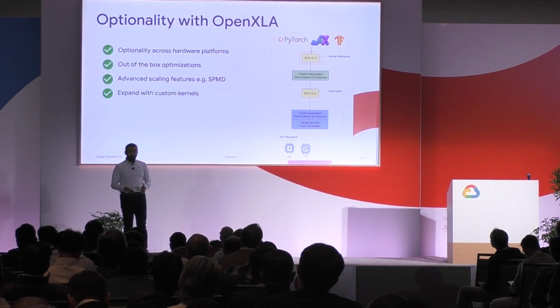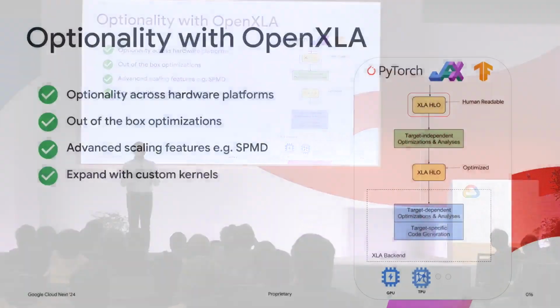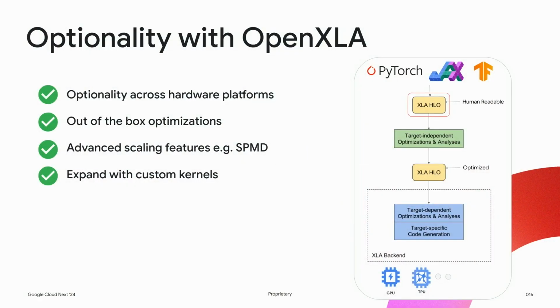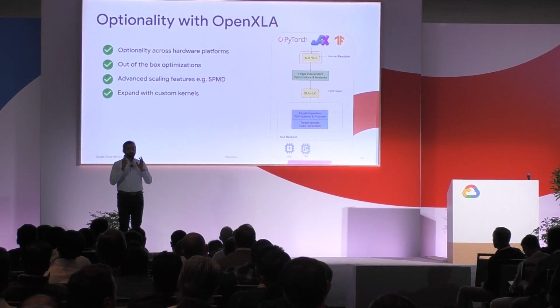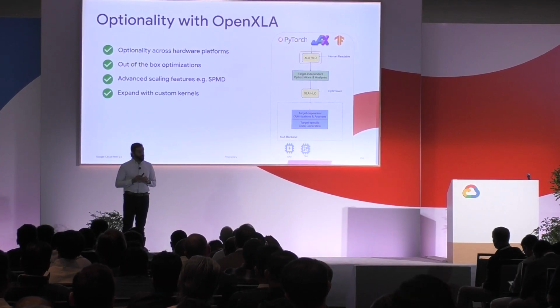And finally, now we also support expanding the capability of OpenXLA with custom kernels. And I think there is a talk on JAX, which will go into the details of Pallas as the library that you can use to write your own custom kernels that work with both JAX as well as PyTorch. So something that we should look into.